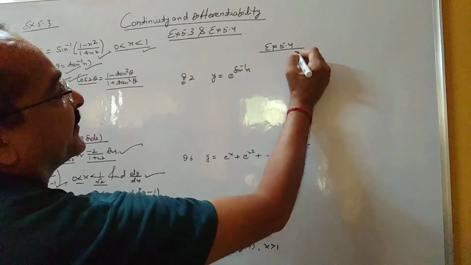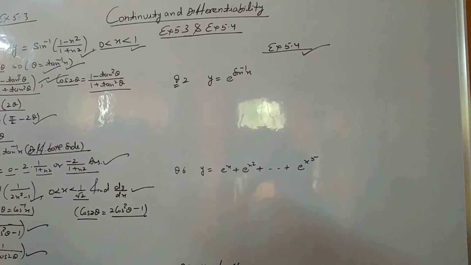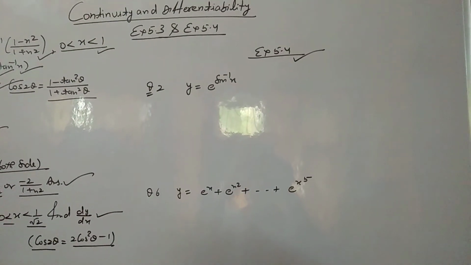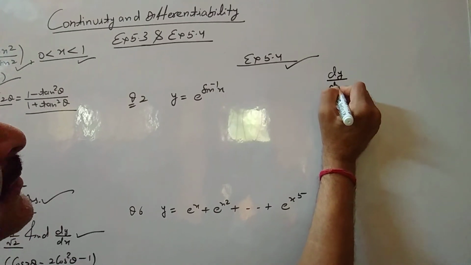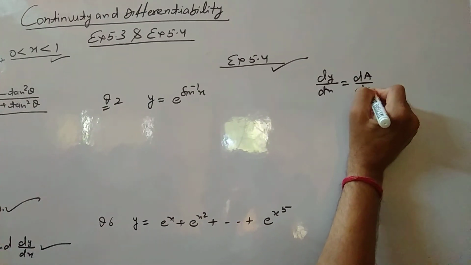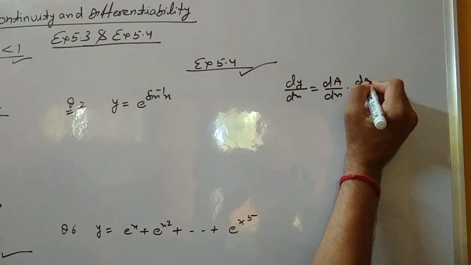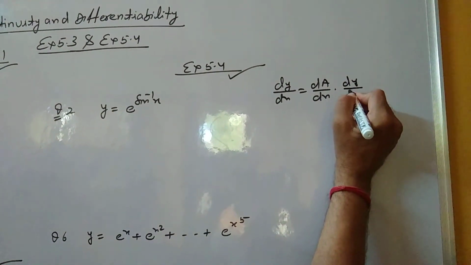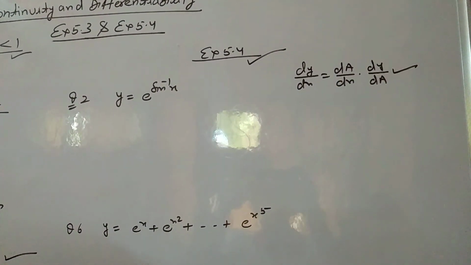See exercise 5.4. In exercise 5.4 we use the direct chain rule. What is the chain rule? Chain rule is dy by dx equal to dA by dx into dy by dA. That can be written in this form, but we are not using this chain rule at that step.